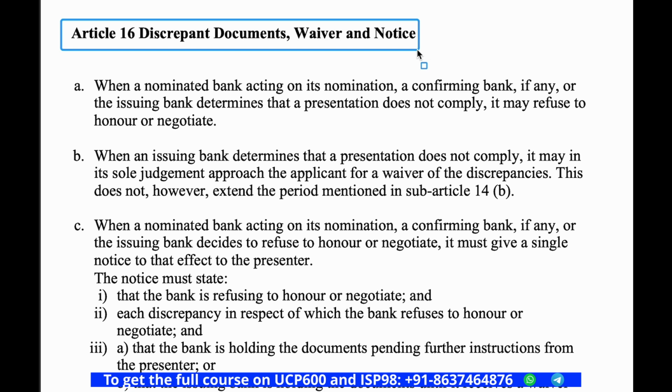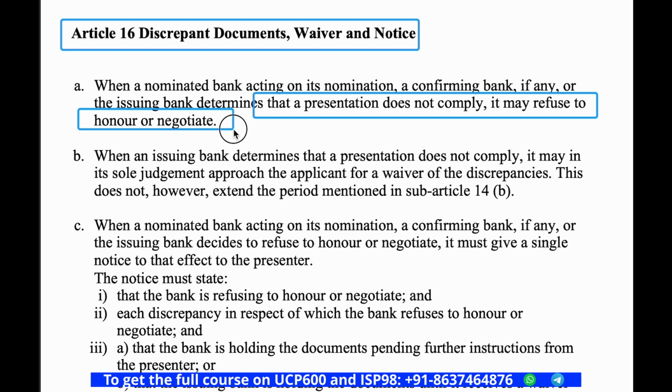But it is not a compulsion for any of these banks to do so, but there is a provision under UCP to do all these things, right? Let us start with Article 16A. When a nominated bank acting on its nomination, a confirming bank if any, or the issuing bank determines that a presentation does not comply, it may refuse to honor or negotiate.